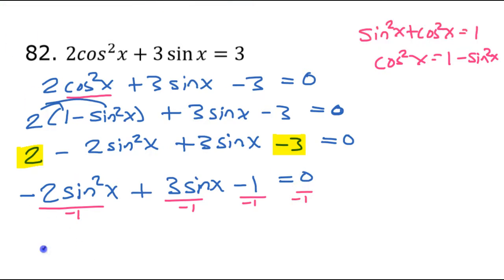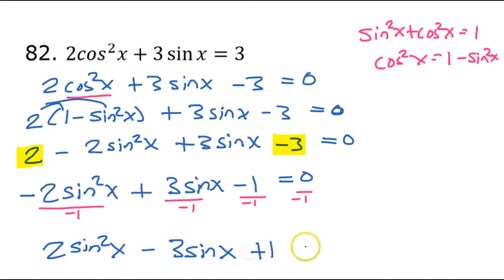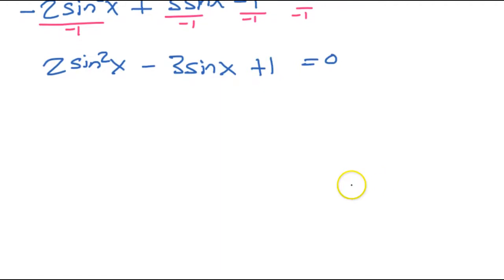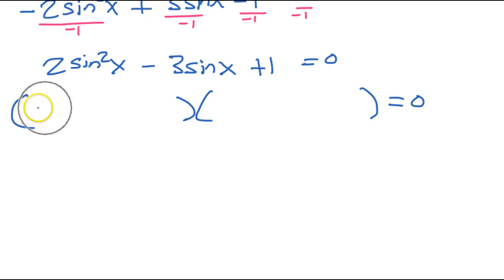So that's going to give me positive 2 sine squared x minus 3 sine x plus 1 is equal to 0. So now it's time to do the factoring that I have been anticipating. So here we go with the factoring. Sine squared x will factor as 2 sine x times sine x. Then I skip over to the 1.